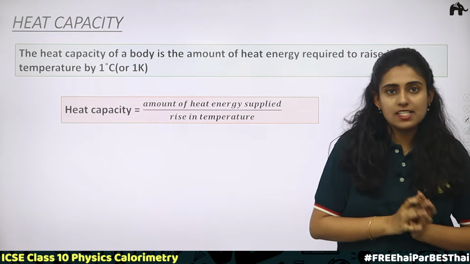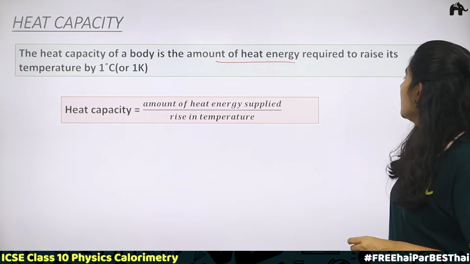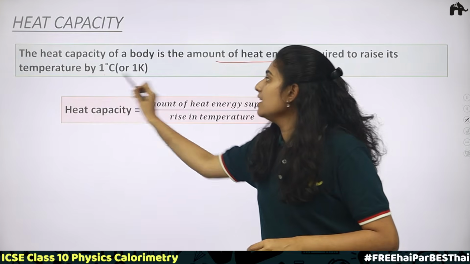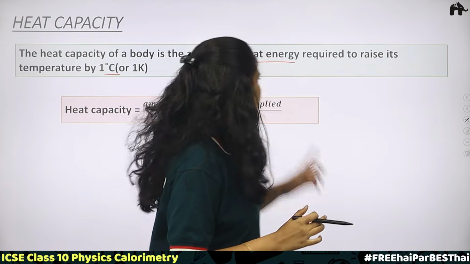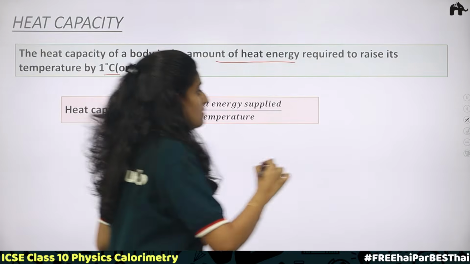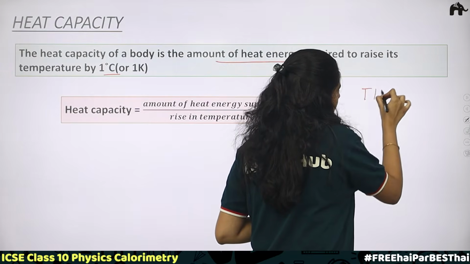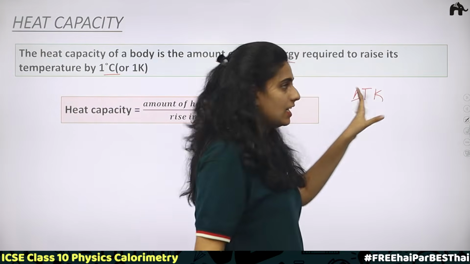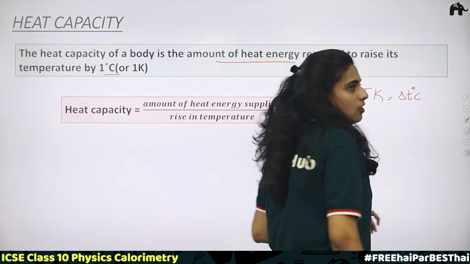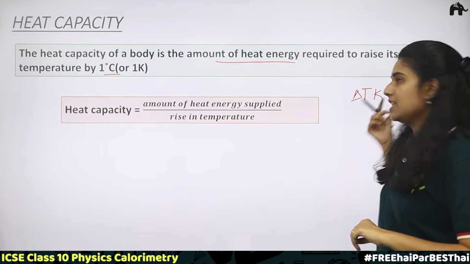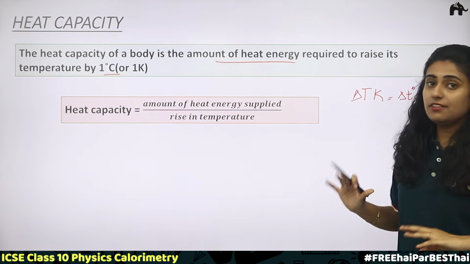Now, how can you define heat capacity? The heat capacity of a body is the amount of heat energy required to raise the temperature by 1 degree Celsius or 1 Kelvin. 1 degree Celsius and 1 Kelvin, are they the same? No. What does it mean? It is the difference in temperature. As we said, change in temperature delta T Kelvin is equal to delta t degrees Celsius. Okay, the change in difference will be the same. That is the same value for Kelvin and degree Celsius.